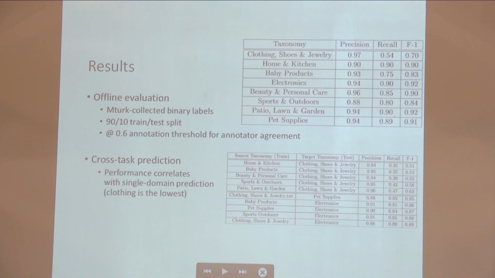And yeah, all of this was with Mechanical Turk data.